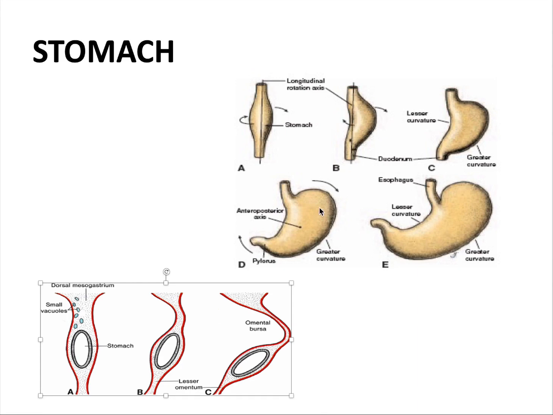Rotation about the longitudinal axis also pulls the dorsal mesogastrium to the left side, creating a space behind the stomach called the omental bursa, or the lesser peritoneal sac. This rotation also pulls the ventral mesogastrium to the right side.